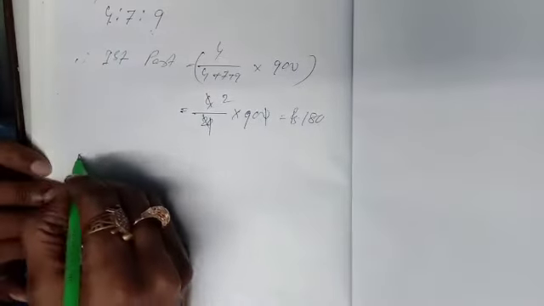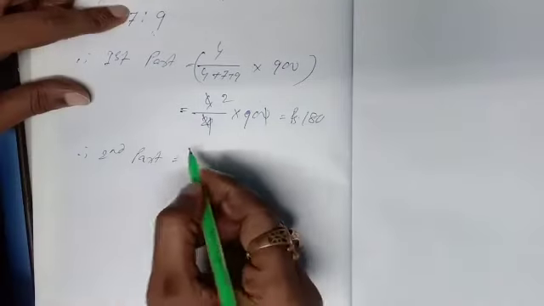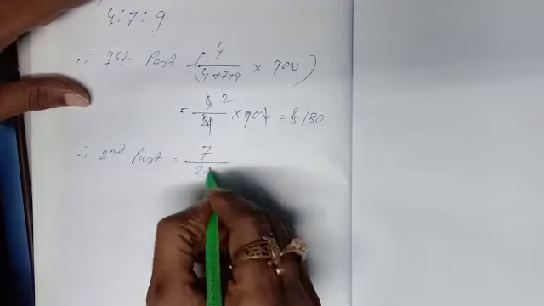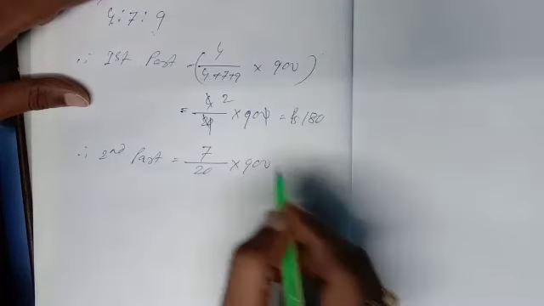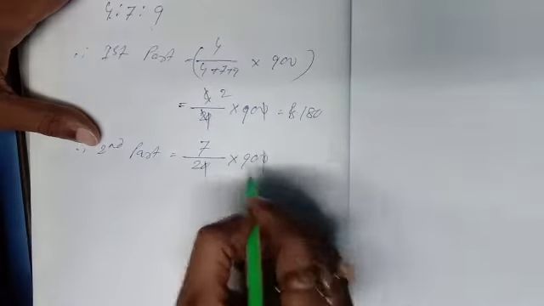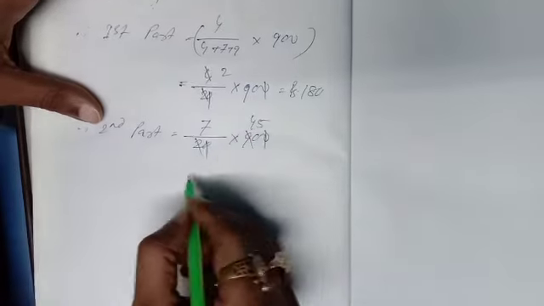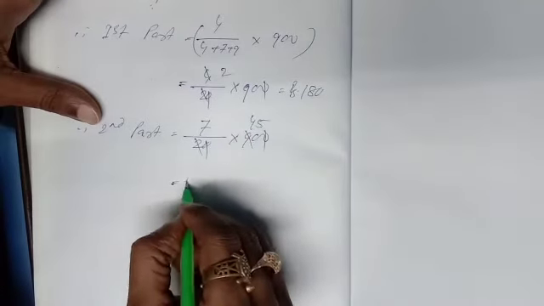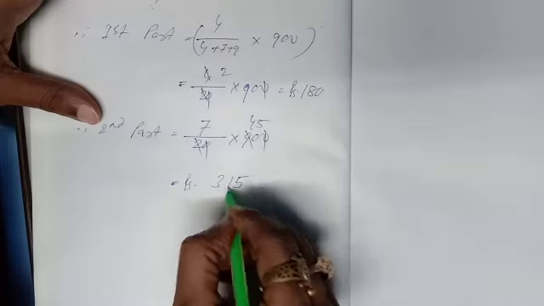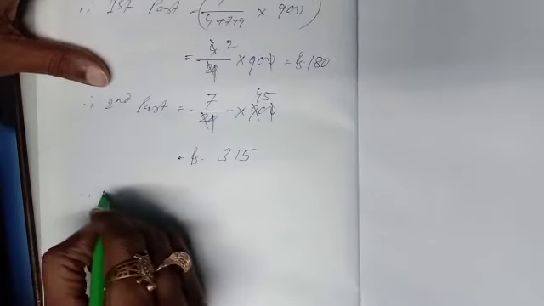The second part will be the second ratio, 7 by total, that is 20, into 900. The total amount is 900, you have to divide. In this way it is completed. 0 can cancel, 2 45s are 90, multiply 45 into 7, 315. Rupees 315. Next, third part.